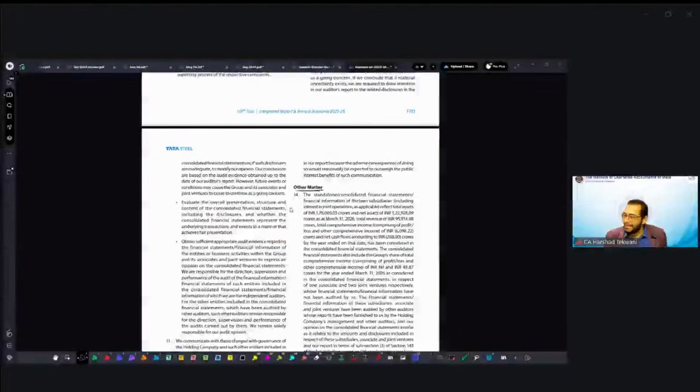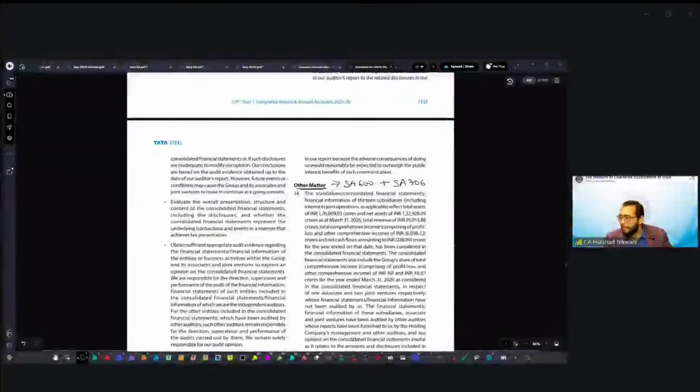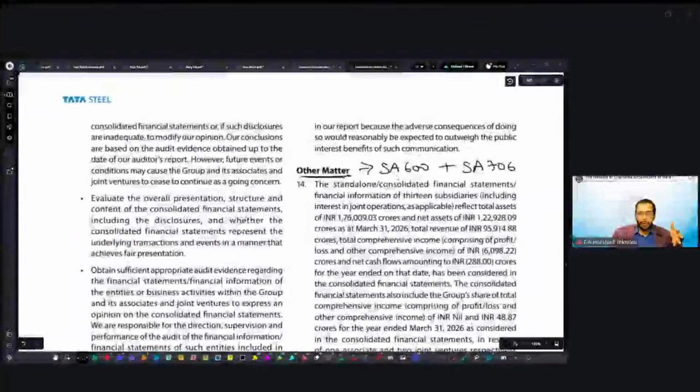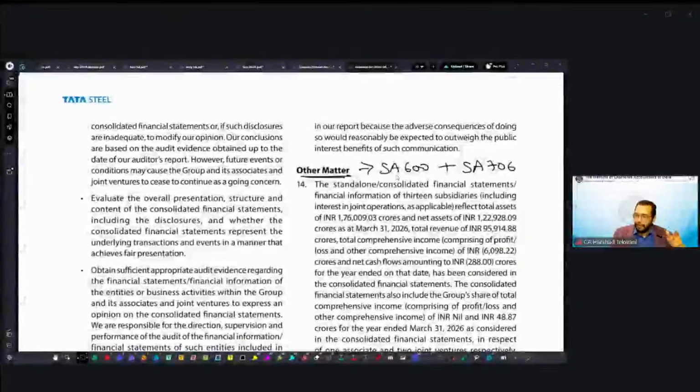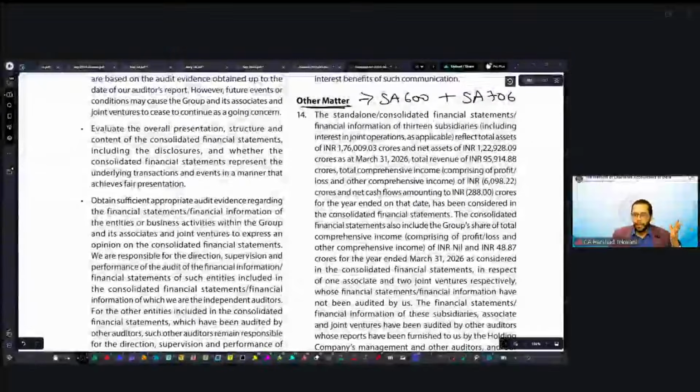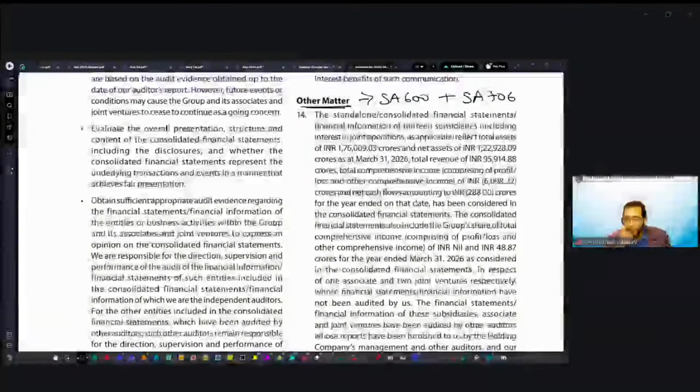Okay. This is something we are required to report as per SA 600 plus SA 706. Additional reporting. This is very important, additional reporting. Now, what is this reporting about? This other matter paragraph. We will read first and then we will discuss this and understand where and why we are reporting this. Okay, and we will bifurcate the entire paragraph into sections.